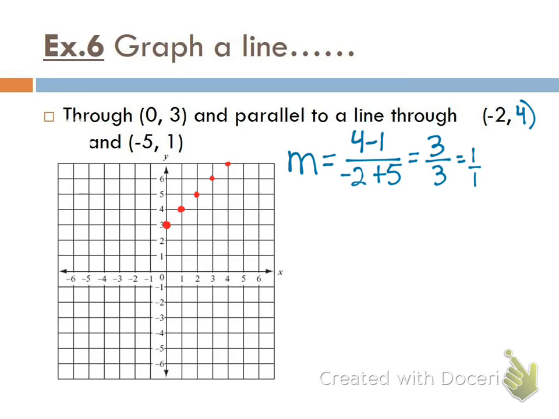Good. If I didn't want to keep going up and right or I ran out of room, I could also reverse it and go down and to the left. A negative over a negative is still a positive. So I can go down and left. You don't need to get all the points that it's going to go through, but the more points that you have, the better your line would be.